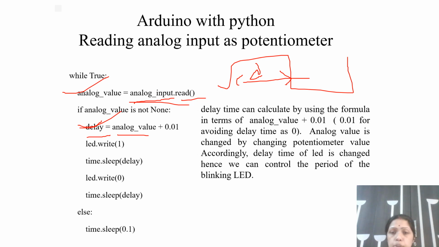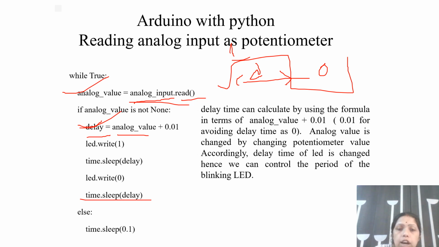This will be sustained for this period of time, then it will be turned off. This is logic 1 and logic 0. So LED dot write logic 0 means the LED will be turned off. Then time dot sleep, and again how long it will be turned off, for that time dot sleep within bracket delay. This you have to do.